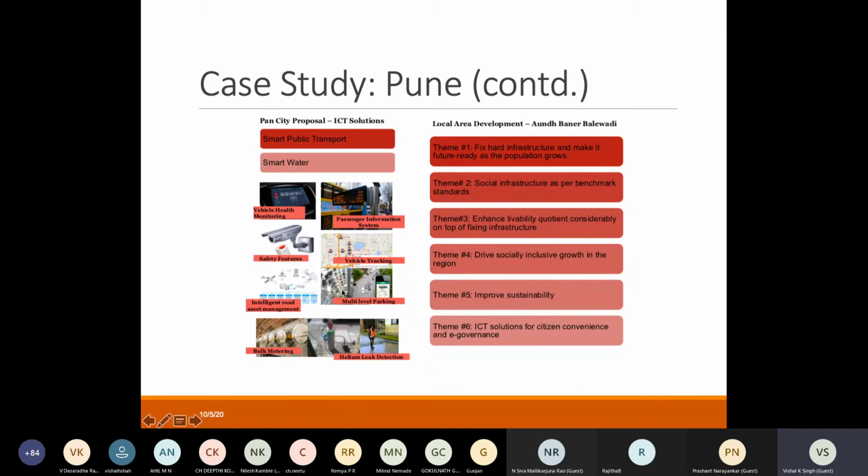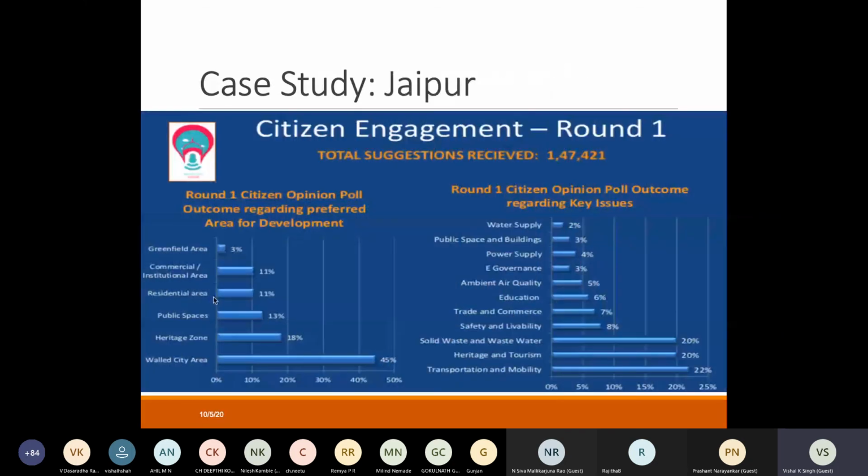Then again, smart parking and multi-level parking, safety features, all these are part of the smart public transport which has been implemented, which is being implemented in many cities. I have taken the example of Pune.